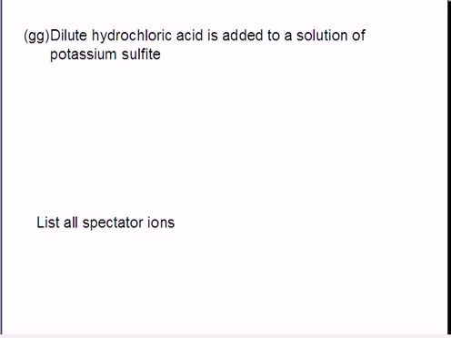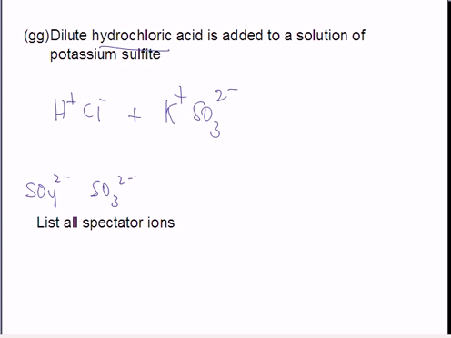Dilute hydrochloric acid is added to a solution of potassium sulfite. Okay, hydrochloric acid, strong acid, going to split apart in water. It's added to a solution of potassium sulfite, K plus and SO3 2 minus. Remember that sulfate is SO4 2 minus. Sulfite would be SO3 2 minus. You go down to ite, you lose an O. Okay, connect and cancel. I see my ions.